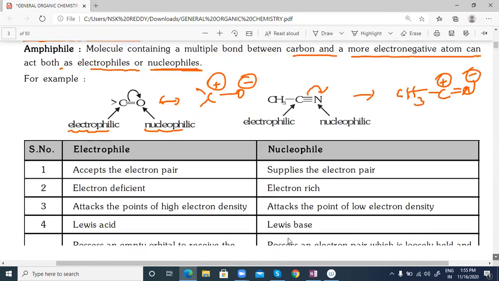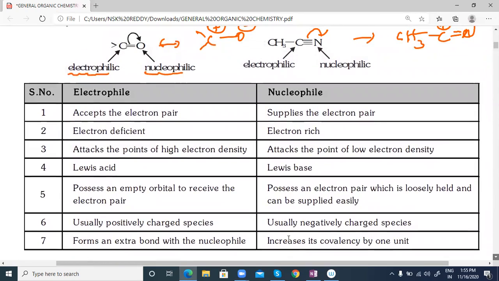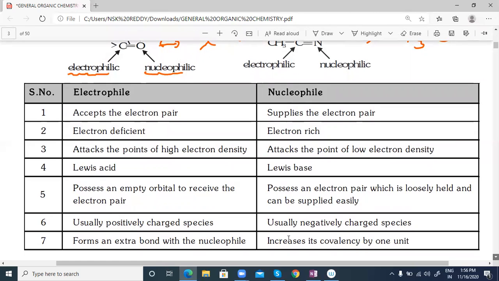And the differences between electrophile and nucleophile they mention here very clearly. Accepting an electron pair is electrophile. Supplying an electron pair is nucleophile. Then you can find the differences here. We can add Lewis acid and Lewis base, which we will discuss later. Those are the differences they provided.